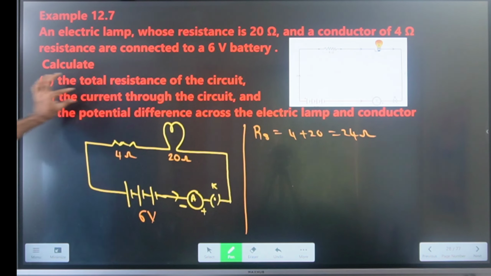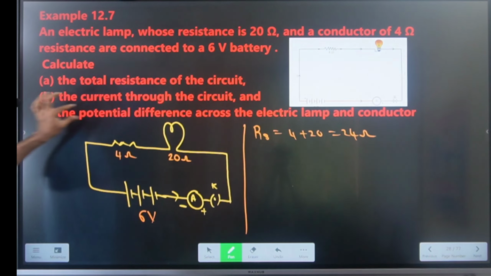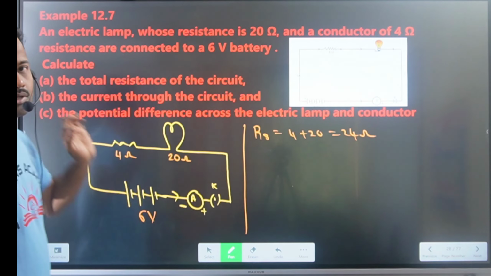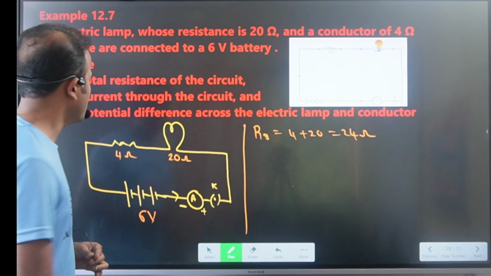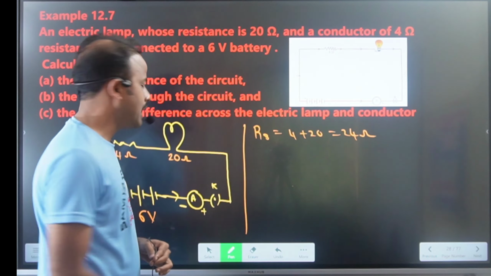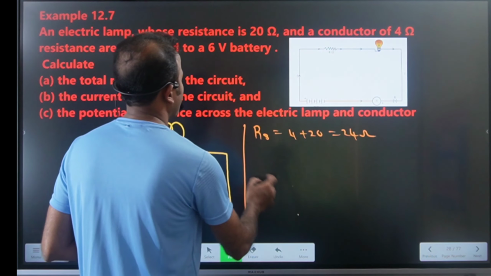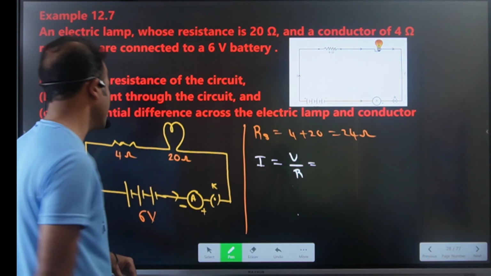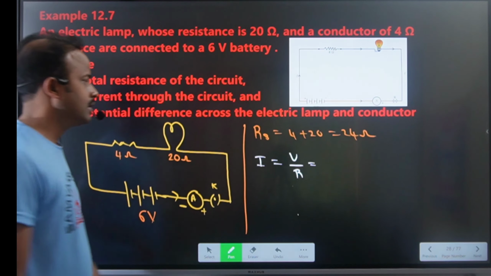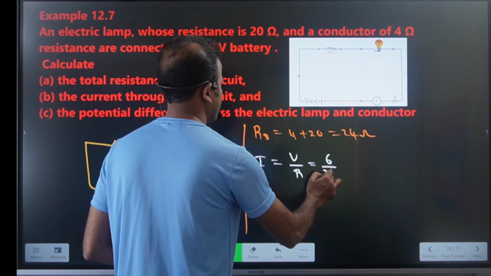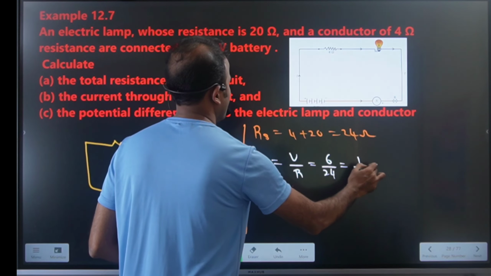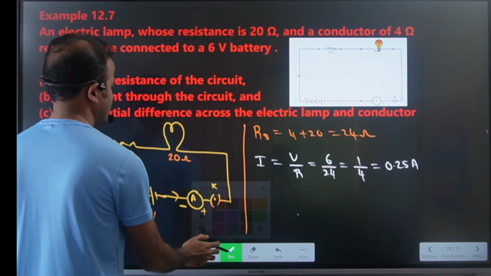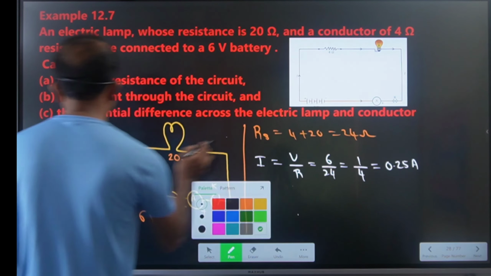Next, the current through the circuit and the potential difference across the electric lamp and the conductor. Now what should we do? We need to find the current by using Ohm's law. What is Ohm's law? V equal to IR, I equal to V by R. What is the V value? The total source value is how much? 6 volts. So that is 6 by 24, which is equal to 1 by 4, which is equal to 0.25 amperes. The current flowing in this circuit is 0.25 ampere.